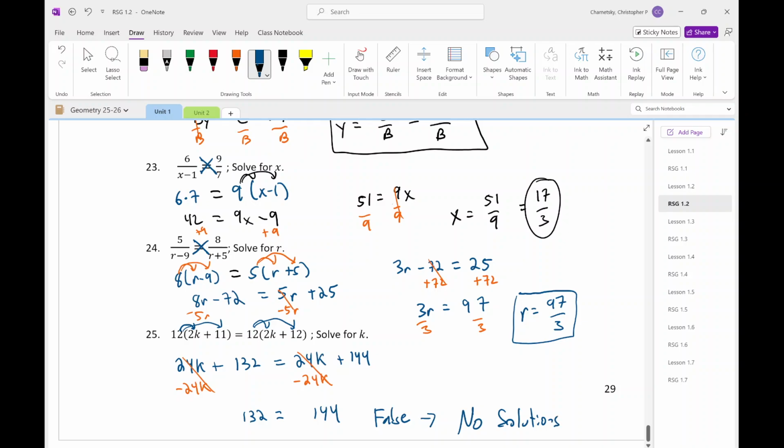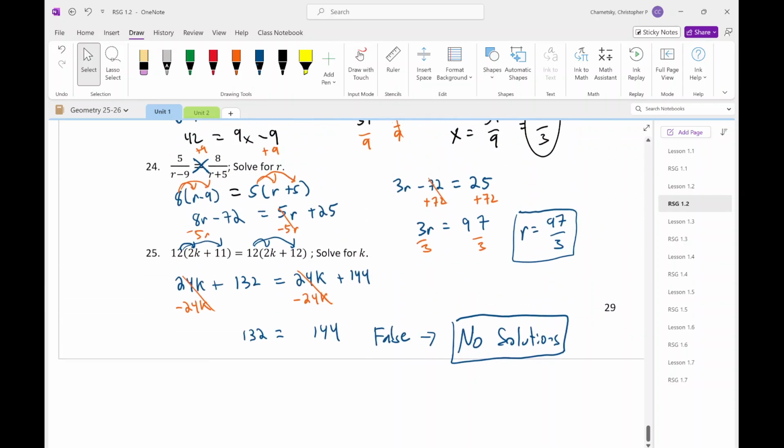Okay. So if you are solving a problem and your variables disappear, you check and see what you have left over. If it is a false statement, there are no solutions. If it is a true statement, like 5 equals 5 or 0 equals 0, what that means is that you have infinite solutions. Okay. All right, that is the end of this Ready, Set, Go.